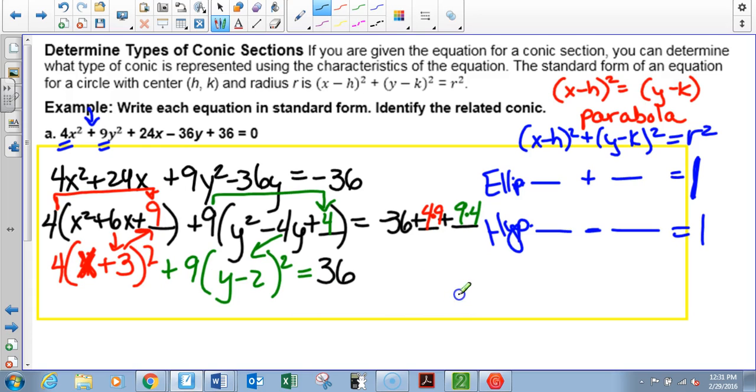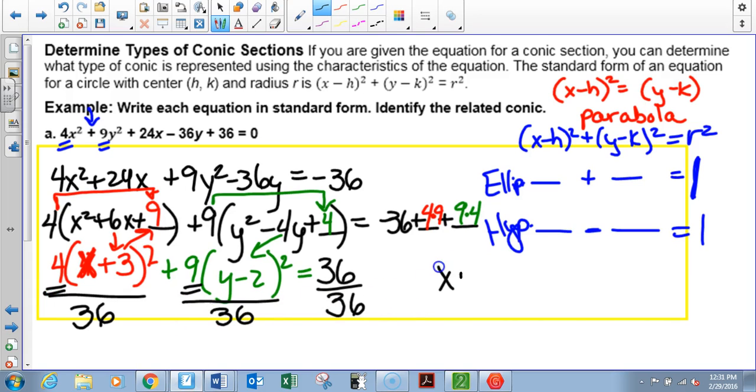What's wrong with it being a circle? It's got some stretches in different directions, right? It shouldn't have those numbers there if it's a circle. So if it's not a circle, we need to divide everything by what? We got to make that a 1 over there. So we're going to end up with x plus 3 squared. 4 goes into 36 how many times? 9.